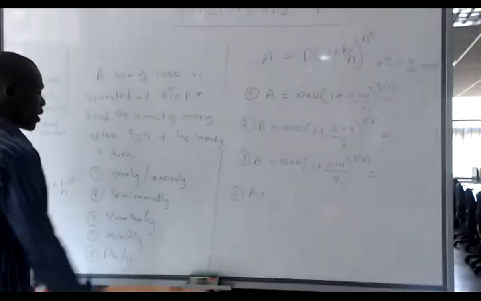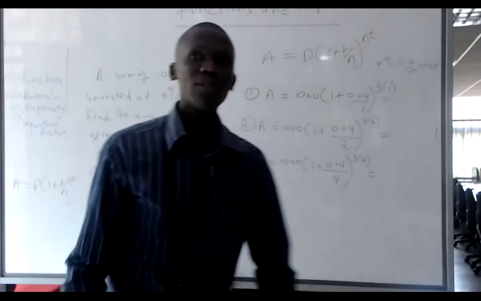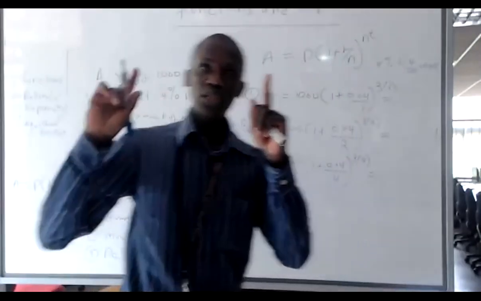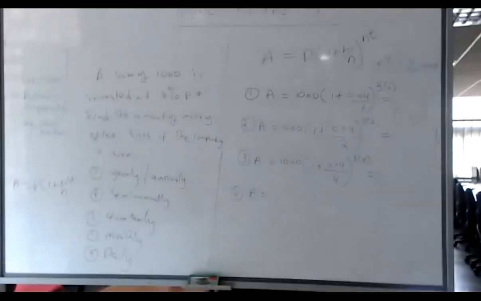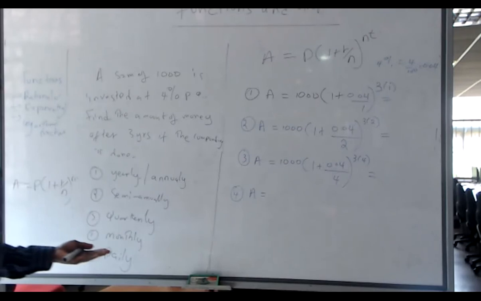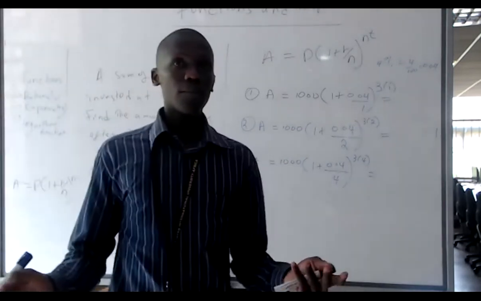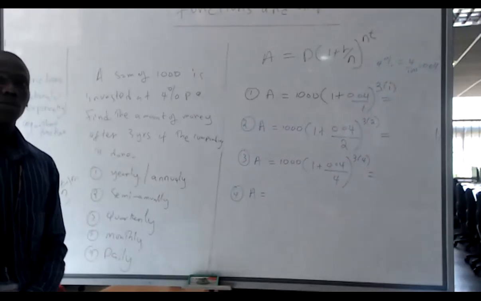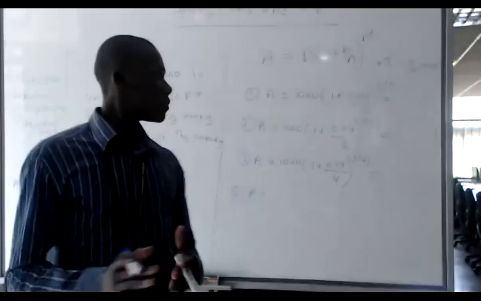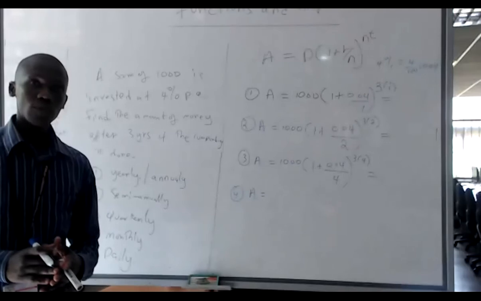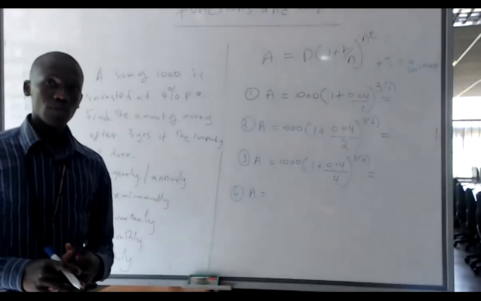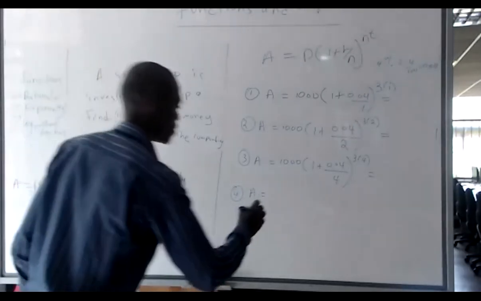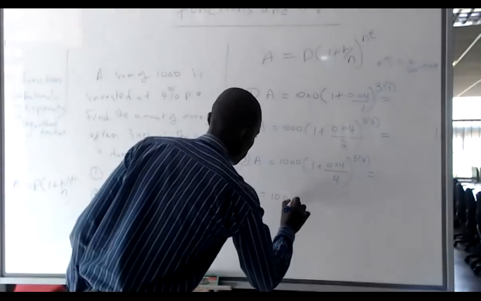Four is now doing it monthly. How many periods will you have in 1 year if you're doing it monthly? How many months are there in 1 year? 12. How many months are there? 12. In 1 year, there are 12 periods. So that means you will have 12 periods.